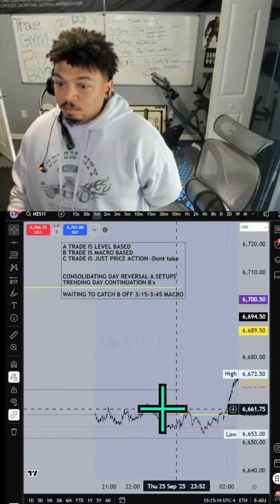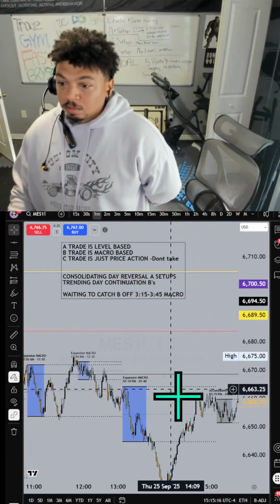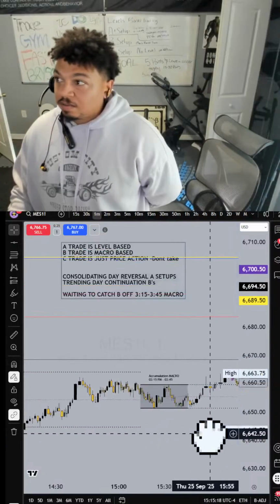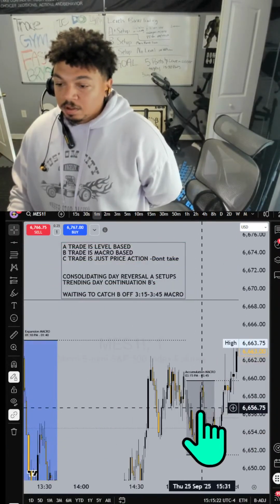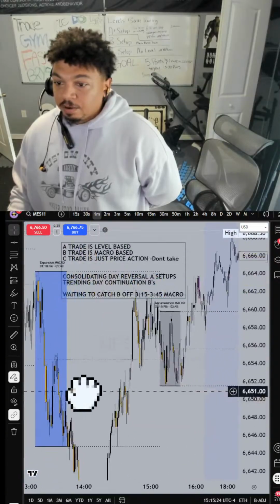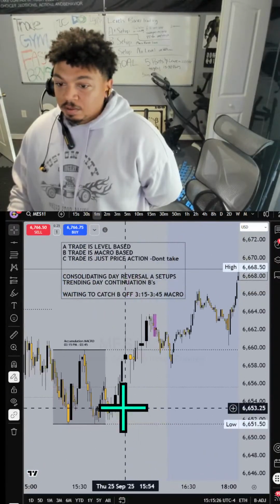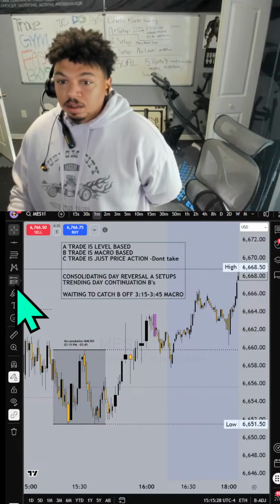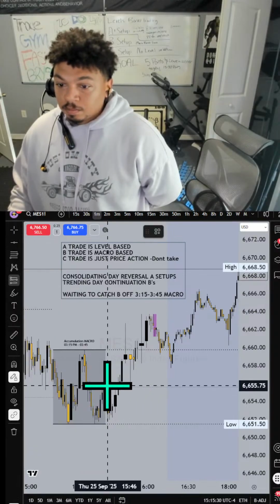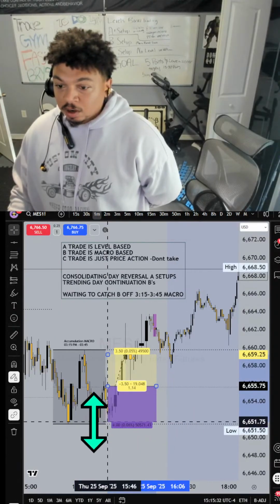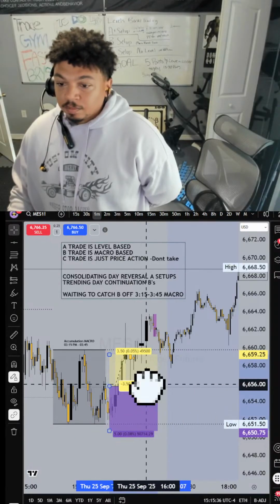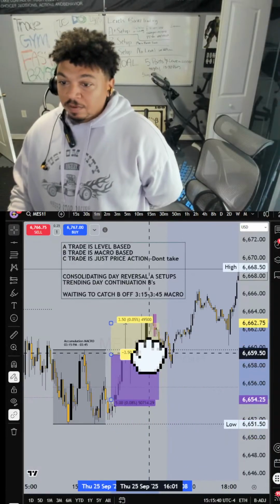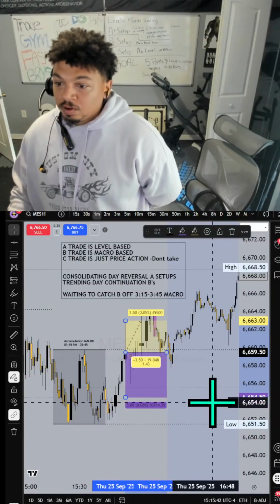Let's go back again. 315, 345. Right? So the day was overall what? Bearish. Right? So the macro ended. If you took a short from here, targeted 5 points, you would have missed it. You'd either have been break even or taken a loss. If you try to short from here, you would have missed it.